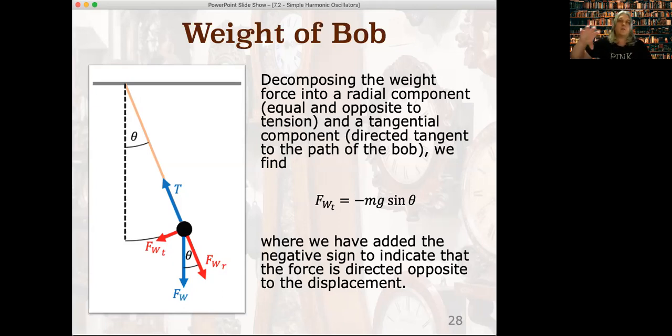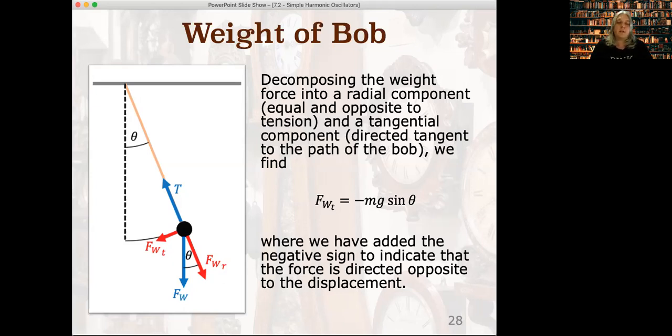It can't go up the string, and it can't go further than the string will allow it. So they just balance. And then the tangential component pulls the bob back towards its equilibrium position. So we're going to decompose the weight of the bob into those 2 components, but of course we only care about the tangential one, and as you can hopefully see, just some basic trigonometry gives us that the tangential component of the force is negative mg times sine theta.